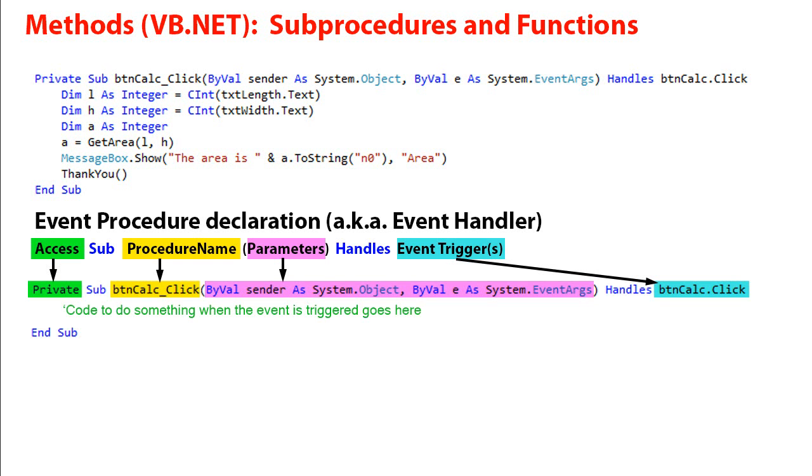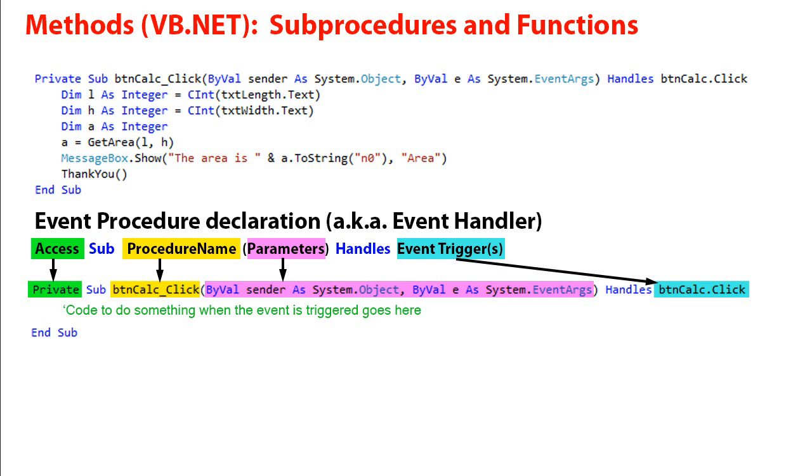And here's the format for an event procedure in Visual Basic. We have an optional accessibility keyword, which to date has pretty much always been private. There is a public keyword and a few others as well. And then you'll see the word sub there, which tells me this is a subprocedure. It's a group of code that does something.